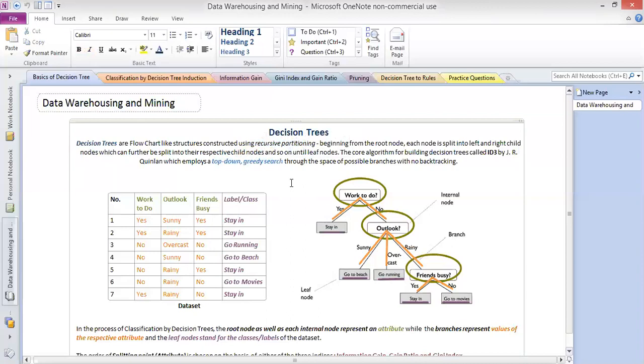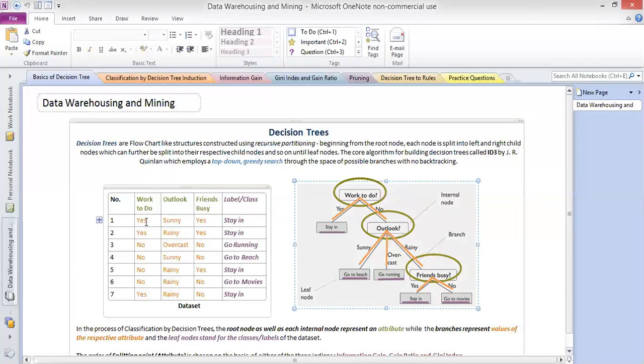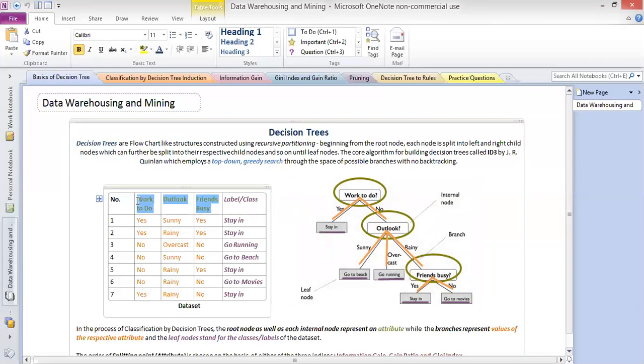Now, what do we understand by recursive partitioning? What is happening here is, if you see the detailed structure of a tree that is shown in this image, the left side is the data set wherein you see 1 to 7 tuples. Work to do, outlook, and friends busy are three attributes for which values have been assigned in each tuple. And the fourth attribute is your actual class or label.